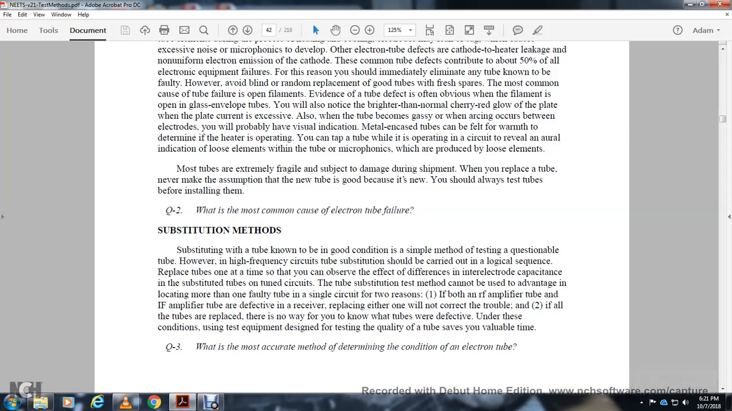Substitution method: substituting the tube with one known to be in good condition. This is a simple method of testing a questionable tube in a high frequency circuit. The substitution can be carried out in a logical sequence, replacing one tube at a time, while conserving the effect of the difference in electrode capacity of the substitute tube in the tuned circuit.